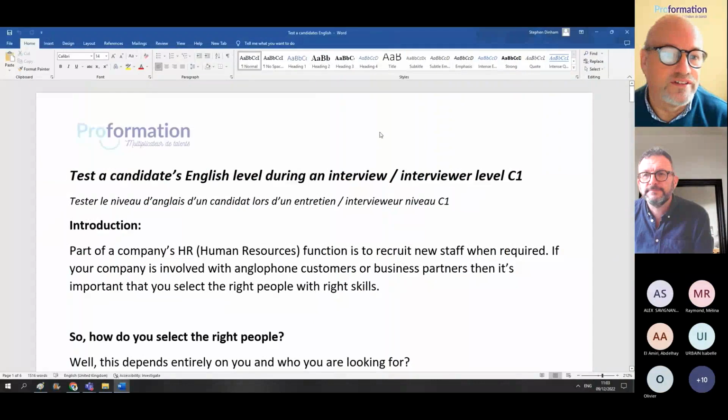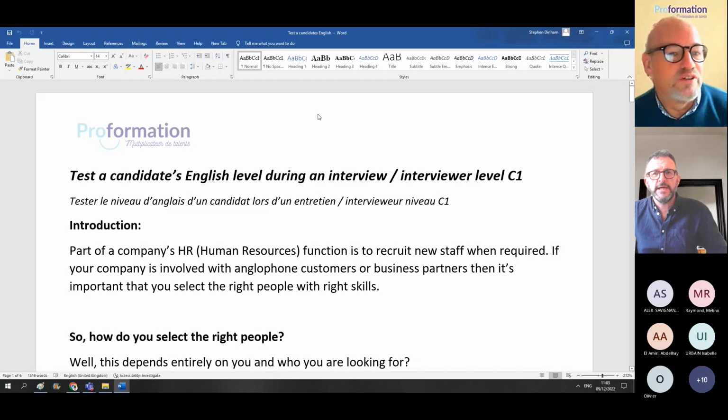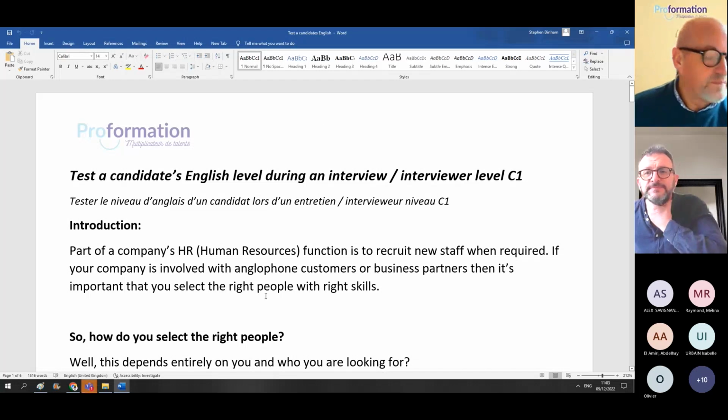Okay, Stephen. Okay. So first thing I'm going to do is share my screen so that we can see the lesson. Can everybody see? Can you see the screen? Raphael, can you see the screen? Yes, okay, I do. Good.